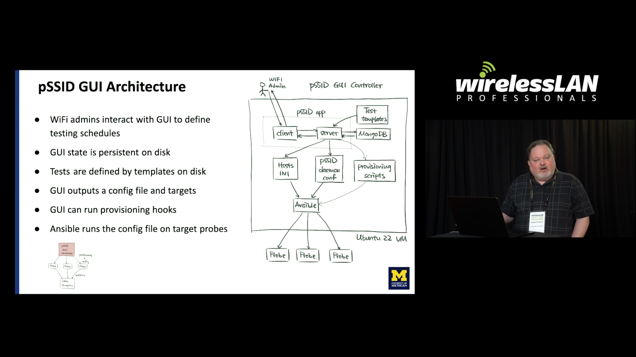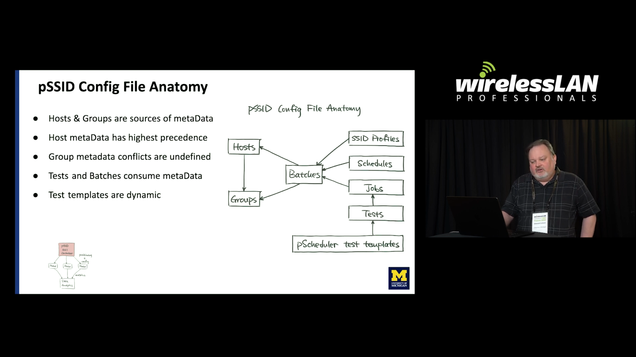The engineer will interact with the GUI, and then once the config file and the host inventory are created, they'll run Ansible on that, and it'll push the configuration and any sort of software provisioning needed to the probes. It also relies on using WPA supplicant files, so you can push a WPA supplicant file from the GUI controller to all of your probe architecture.